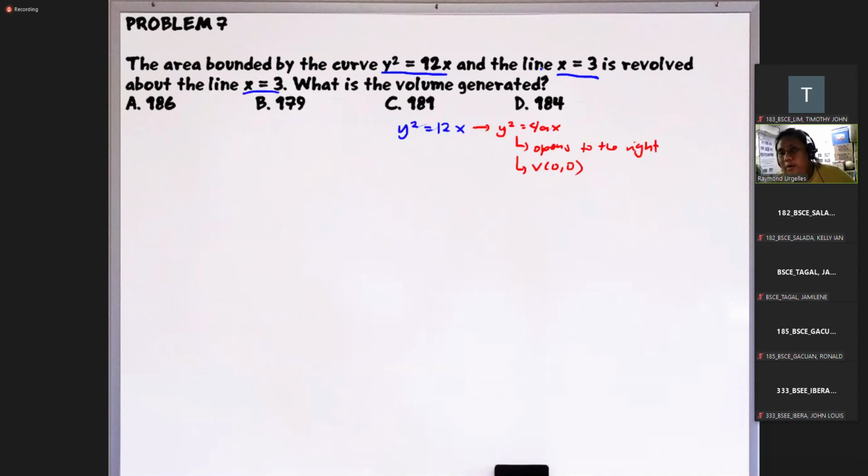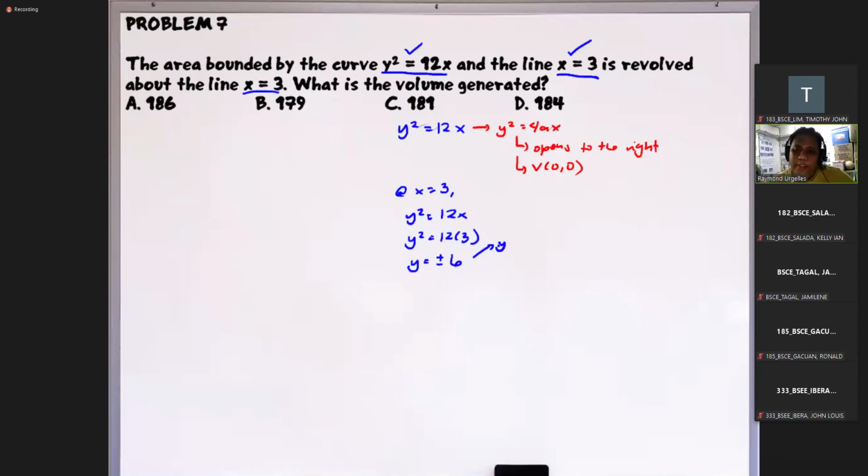Our boundaries are the curve and the line x equals 3. So let's get the points of intersection by solving at x equals 3. We have y squared equals 12x, so y squared equals 12 times 3, and then y equals plus or minus 6.